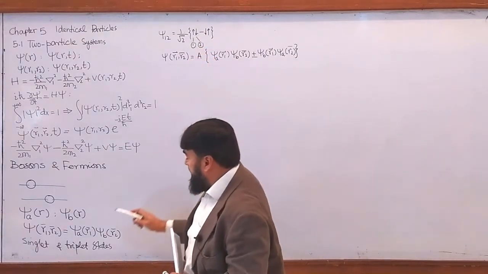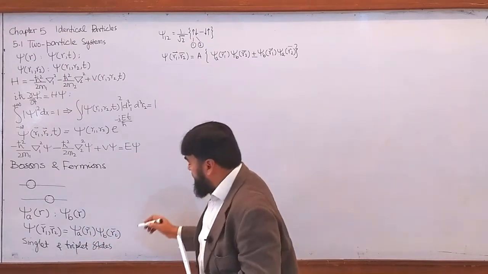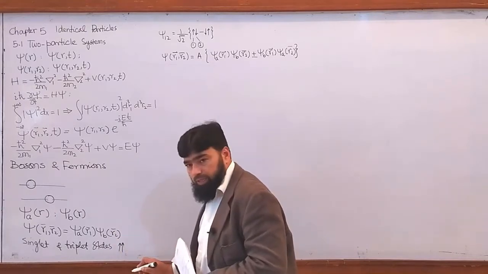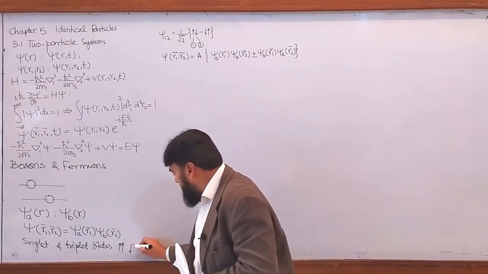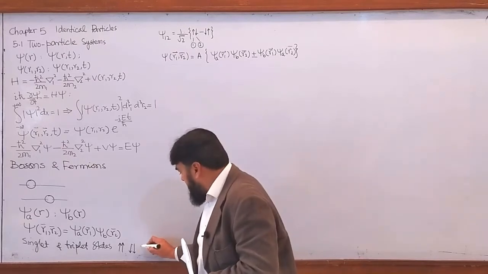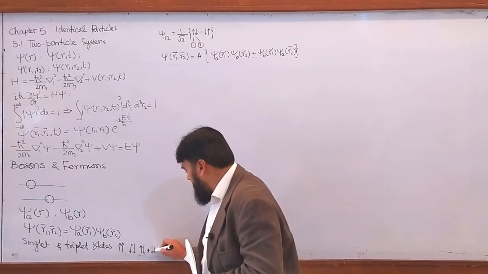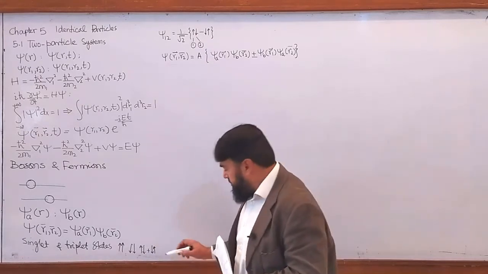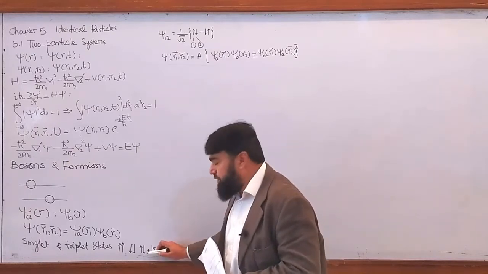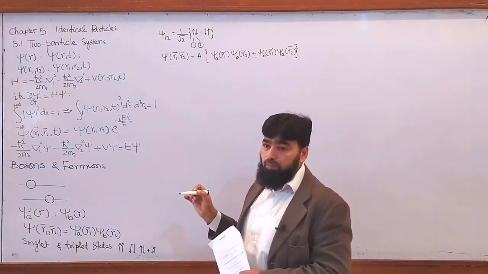While in the triplet combination, one of the triplet combinations was that both are up, one was that both are down, and the other combination was that one is up, the other is down, plus one is down, the other is up. It was with a plus here, so we were having the addition. And here, in a singlet, I am having minus.